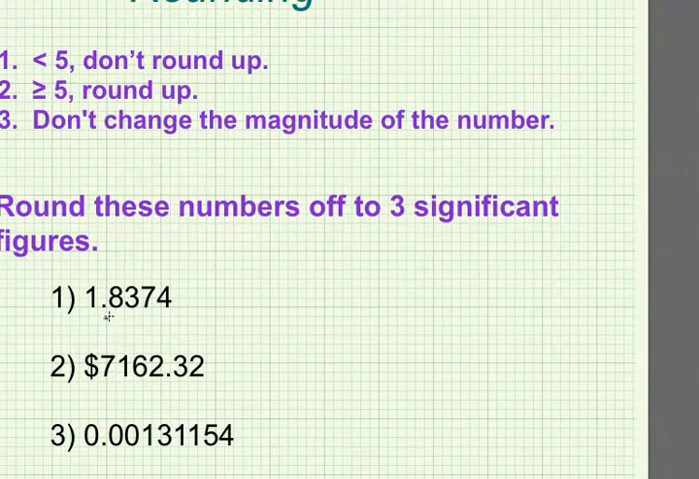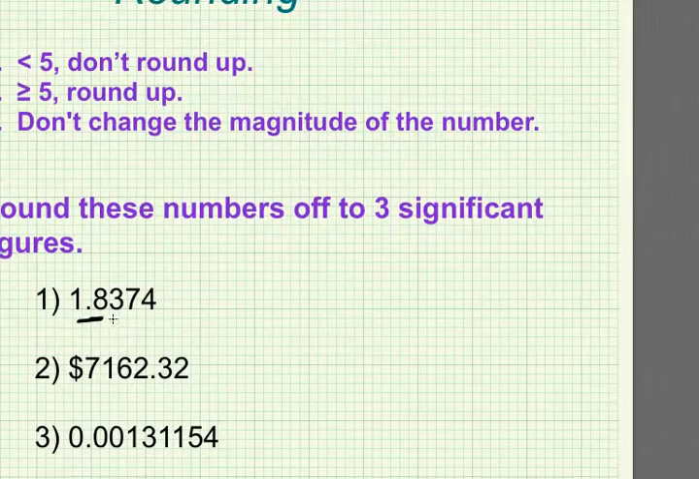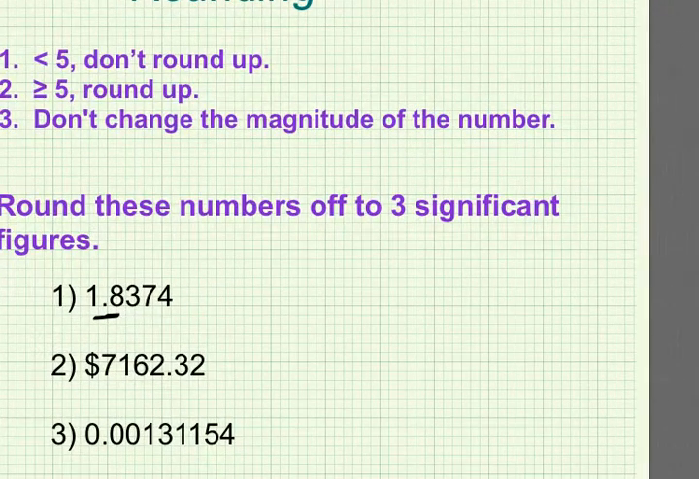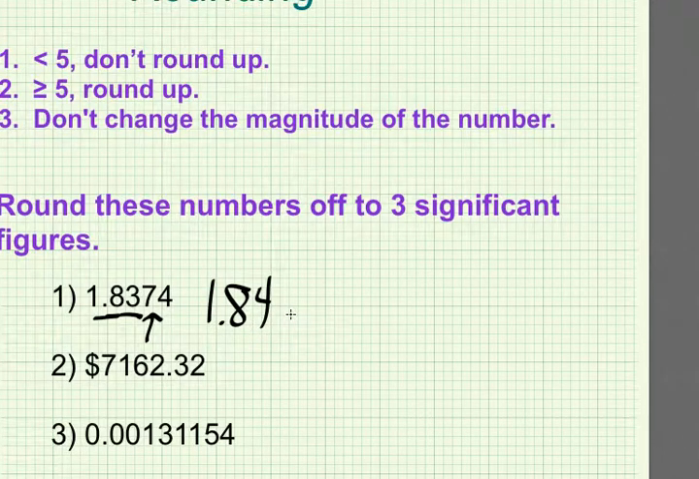which is going to leave me with 1, 8, and 3. My screen keeps moving. I'm sorry. Let me see if I can get that to not move. There we go. So I want to end up with 3 significant figures, which means I need to look at what's happening with this 7. And since my 7 is greater than 5, when I write my answer, I'm going to round up, 1.84.